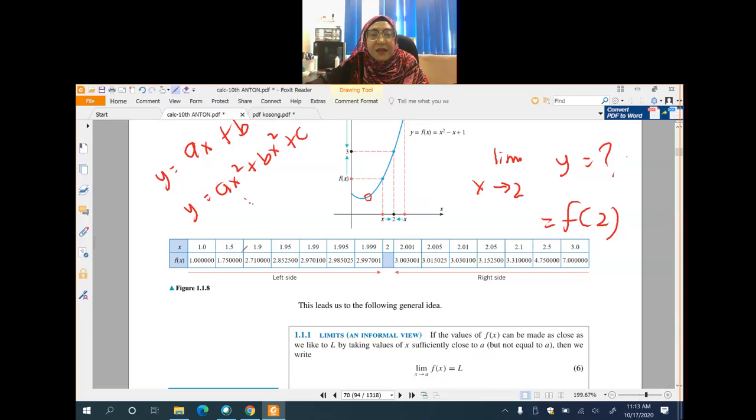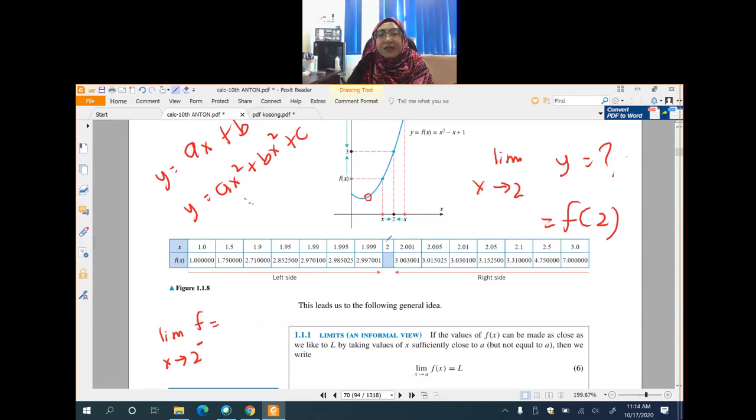And from the table which is given here, you can actually see that as X approaches 2 from the left, it gives 2.997001, and from the right it gives 3.003001. Both values are approaching 3. So the limit of f as x approaches 2 from the left, the superscript negative means that it's approaching from the left, is equal to 3. We observe it from the table.